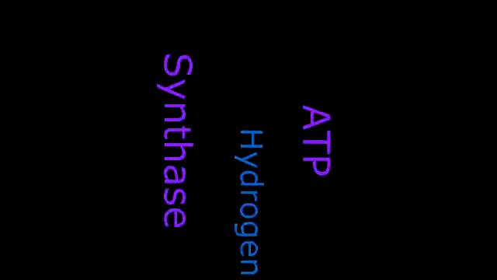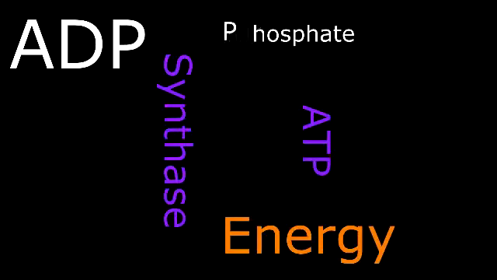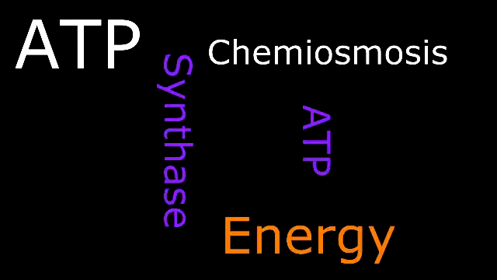When they go through the ATP synthase, it uses the energy of the surge of hydrogen going through the ATP synthase to power it, and all that does is stick some phosphate onto an ADP molecule, forming ATP. This is called chemiosmosis. That pretty much does it for the light-dependent cycle.